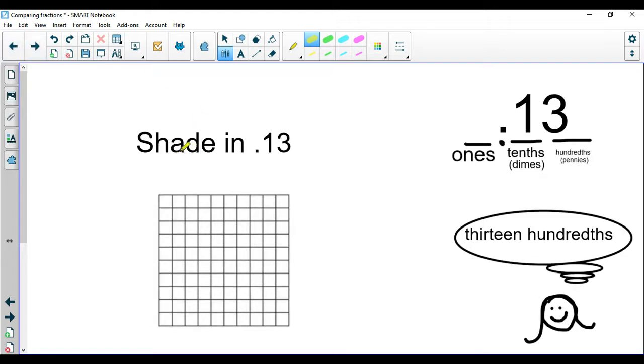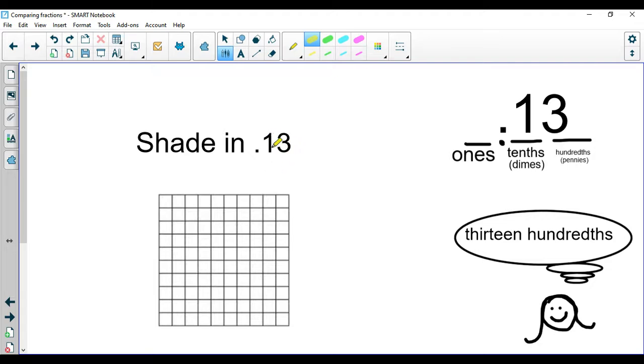Now, let's say it says shade in 0.13. Well, think about the place values. The 1 is in the tenths place. The 3 is in the hundredths place. So you would say 13 hundredths, because that 3 ends up in the hundredths place. Make sure you get that TH. So 13 hundredths. How would we shade that in?